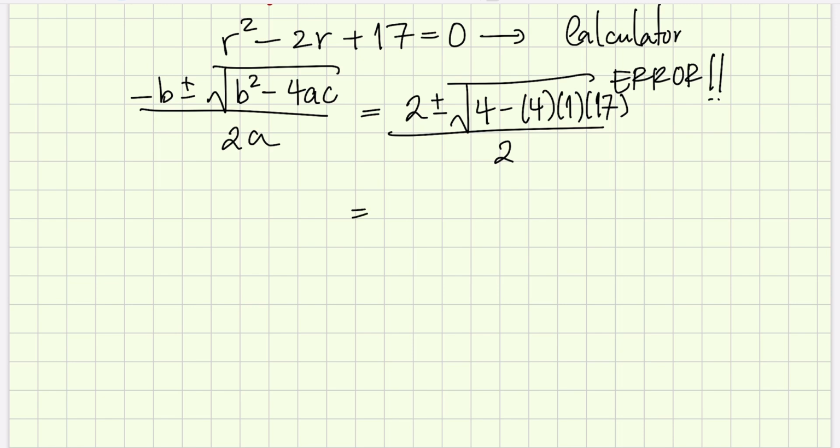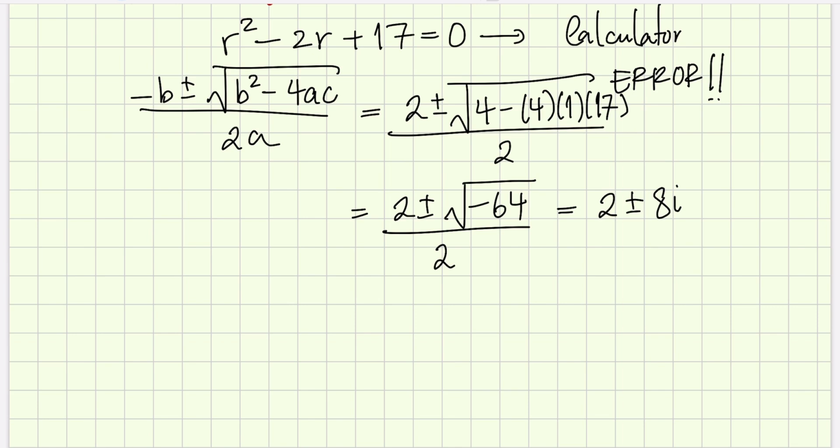Now a little bit of simplification. 2 plus or minus square root of negative 64 over 2. Now square root of negative 64 is 8i. Divide everything by 2, I get 1 plus or minus 4i. Any point you guys get something different than me, let me know in the comments.